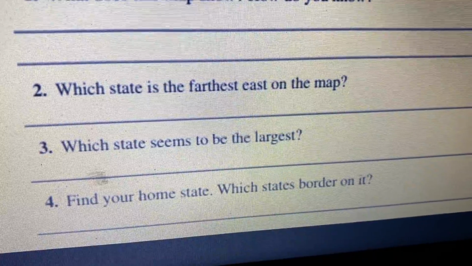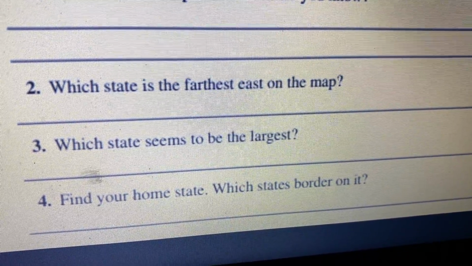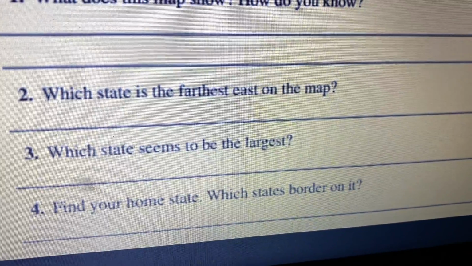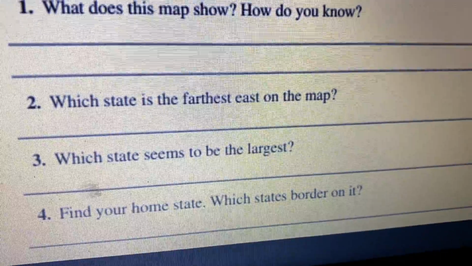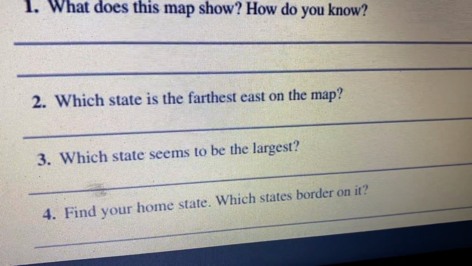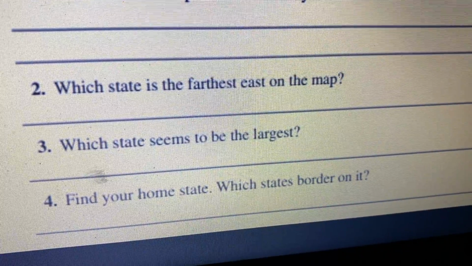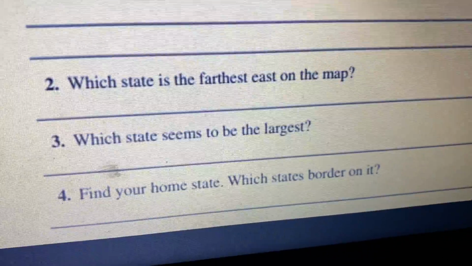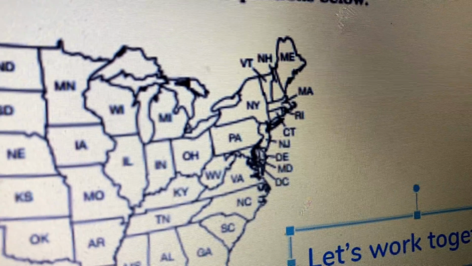Now, number 4. Find your home state. Which states border on it? Now, border means which states surround and touch your state on the map. Well, step 1, we all should know what state we live in. Pennsylvania, that's right. Let's find it. Oh, there it is. PA. I see it. Do you see it? PA.